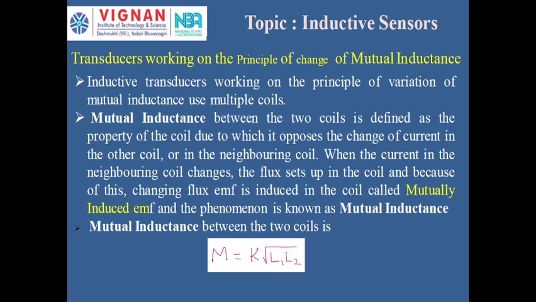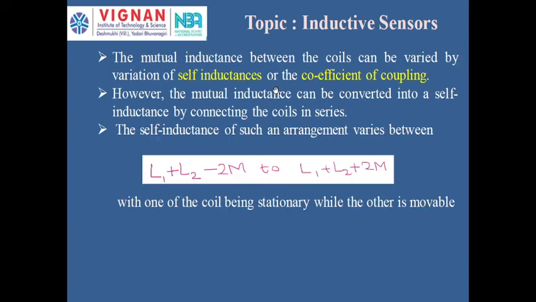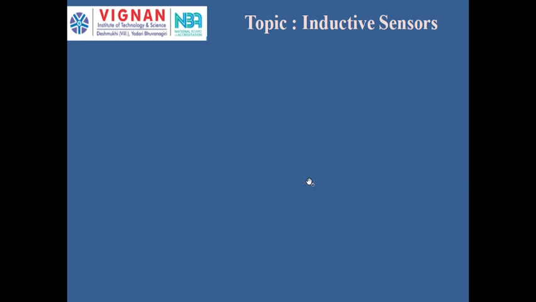That means if you are applying some displacement or anything that can change any of the inductances L1 or L2 or K, that can indirectly change M. The mutual inductance between the coils can be varied by variation of self-inductances L1, L2 or the coefficient of coupling. So this mutual inductance may be converted into a self-inductance by connecting the two coils in series. Thus such an arrangement varies the inductance between L1 plus L2 minus 2M to L1 plus L2 plus 2M, where one of the coils is stationary while the other coil is movable.